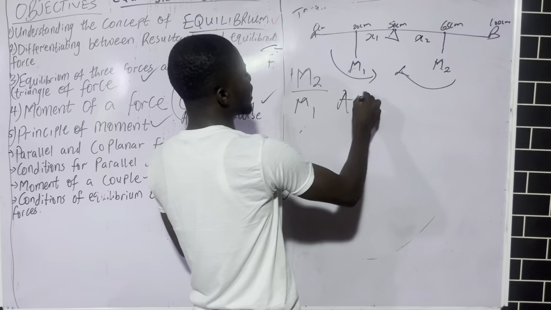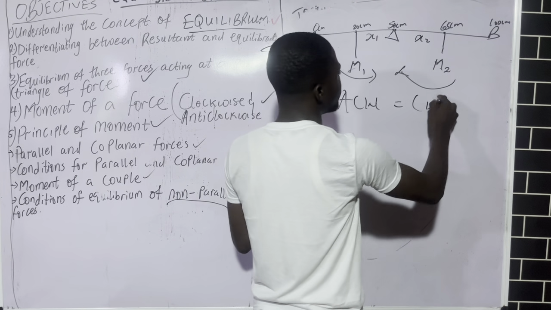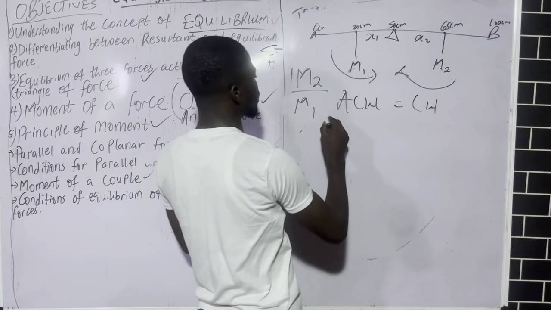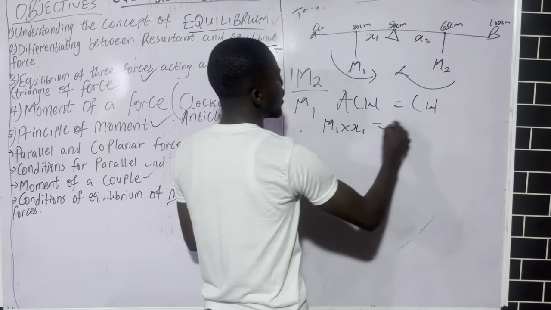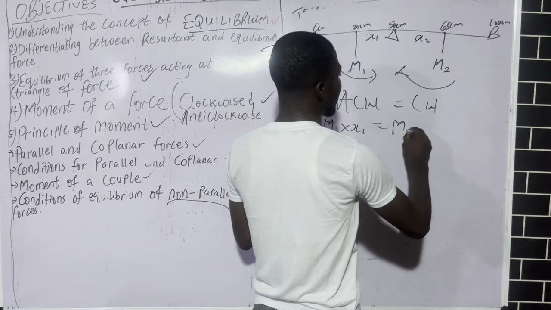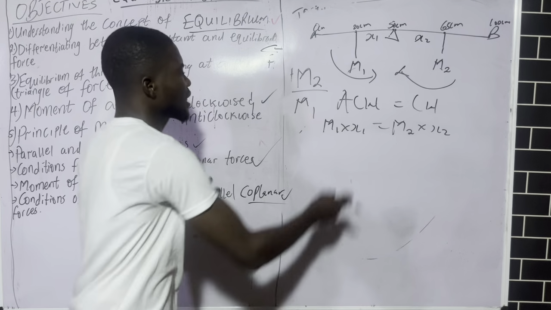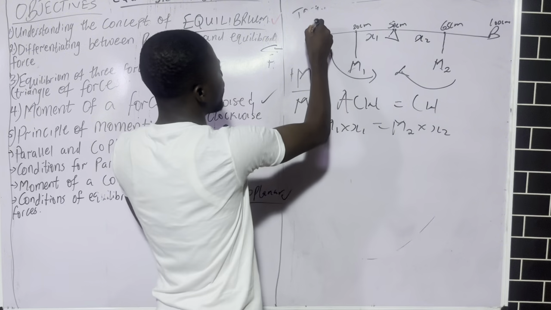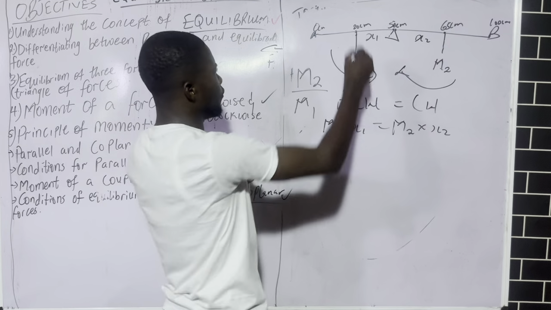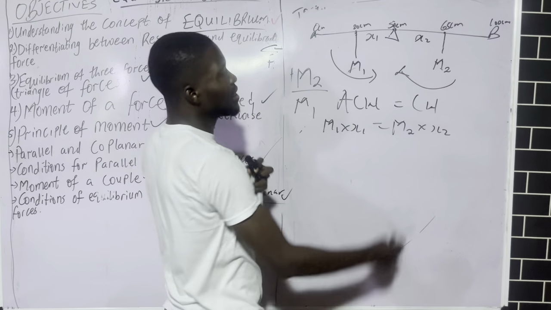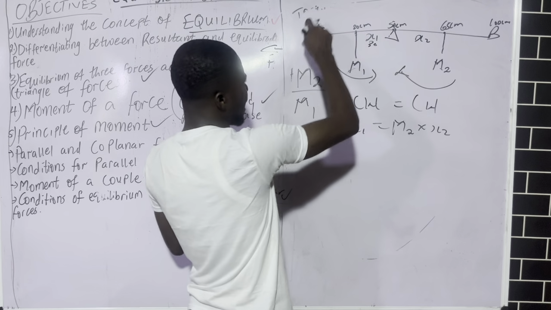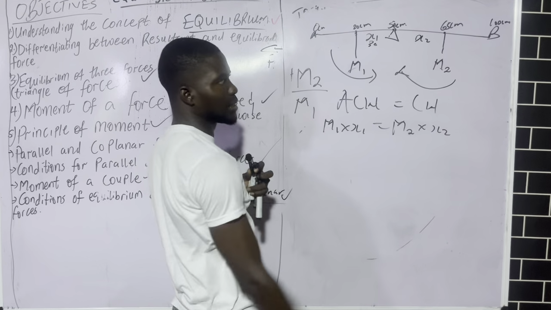So my anti-clockwise movement is equal to my clockwise movement. So my anti-clockwise is M1 times X1, right? M1 times X1, M2 times X2. Is that not it? Now, what is my X1? What is my X2? From here to here is 20. From here to here is what? Good. 30. Because if here to here is 50, 50 minus 20 will give me 30.